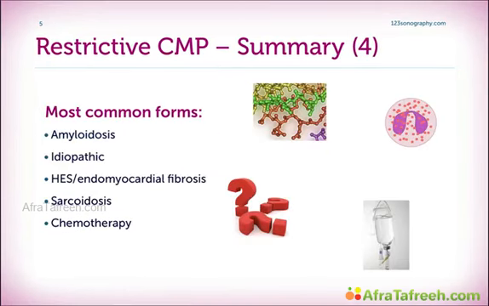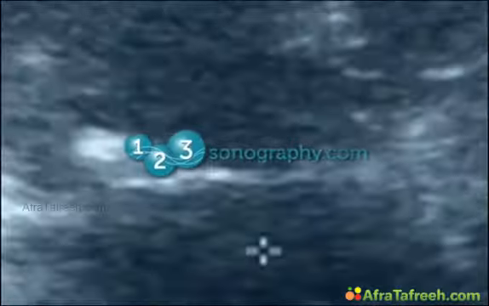The most common forms of restrictive cardiomyopathy, at least in the Western world, are amyloidosis, idiopathic, hypereosinophilia syndrome, endomyocardial fibrosis, sarcoidosis, and chemotherapy. Each of these different forms shows specific typical findings in the echocardiogram.